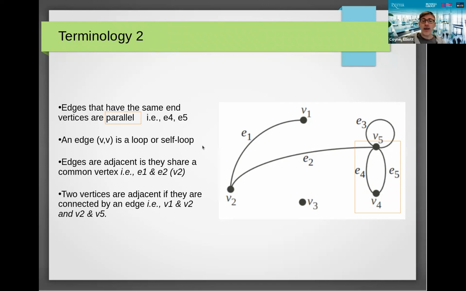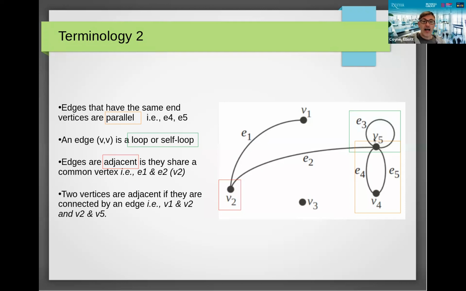An edge will become a self loop if you look at this V5, highlighted in the green here, because it starts and ends at the same node. And in the real world, that would be a patient that would self-refer back to the same particular service.